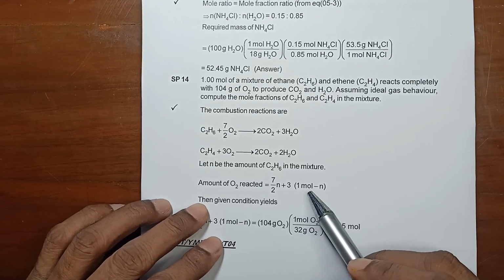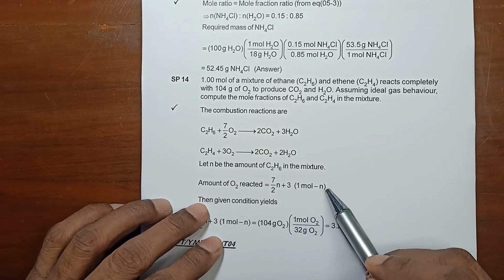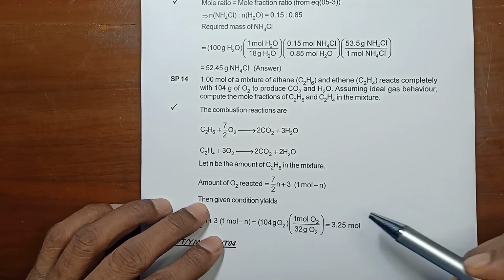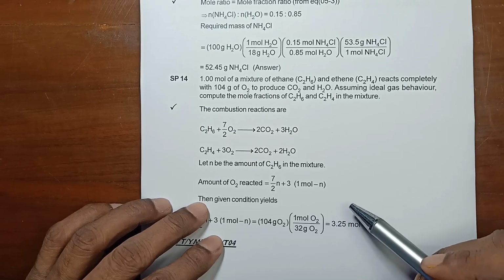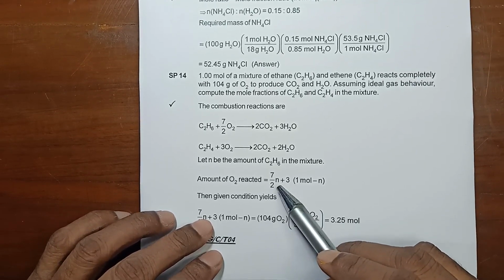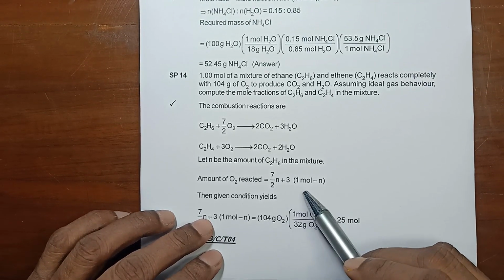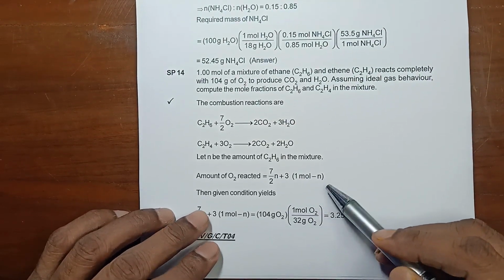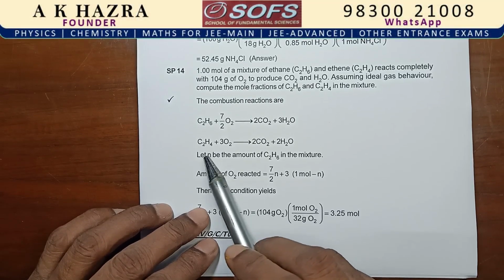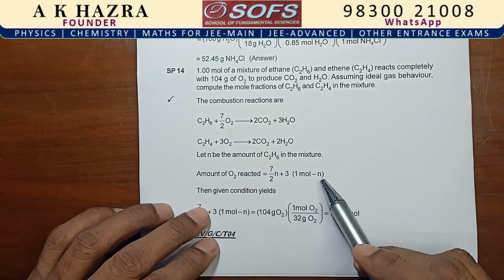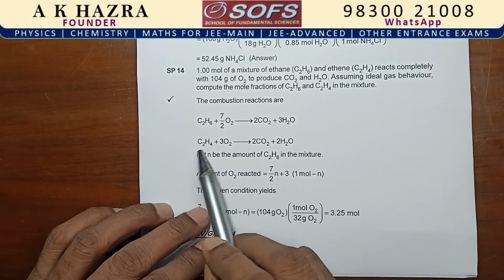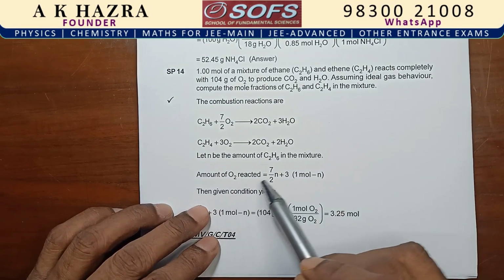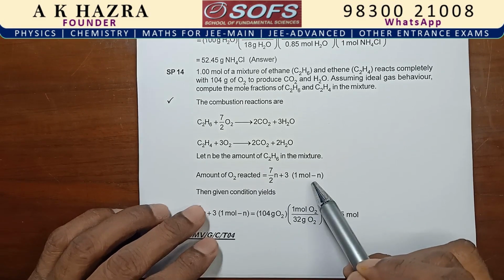You see, a known quantity appears with dimension. An unknown quantity is left as it is. N, we don't know the dimension, so simply N I have written. But 1 mole, we know 1 mole is the amount of the mixture. That's why C2H4 is 1 mole minus N. Now 1 mole requires 3 mole, so 1 mole minus N requires 3 mole oxygen. It is the total amount of oxygen reacted.